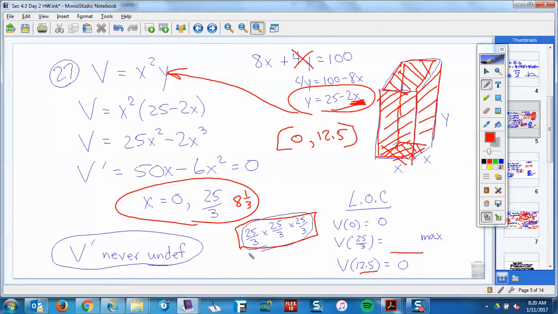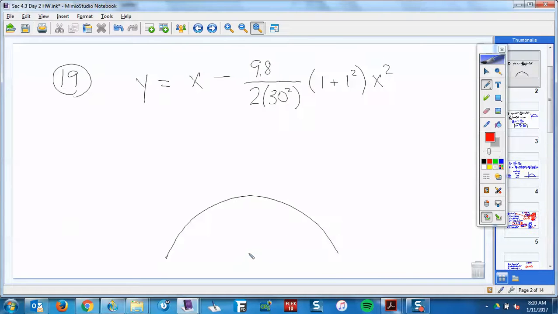Okay? Pretty straightforward. Let's talk about 19 and 21. This is one of my favorite problems we do. I don't know if it's because I'm a track coach or something, and I'll show you why that is in a minute. So we go to number 19. A lot of you didn't have much done on 21, so we need to talk about that.